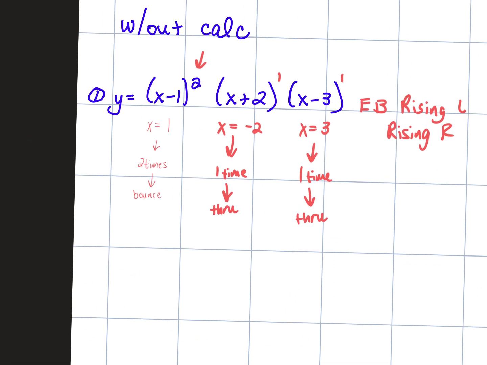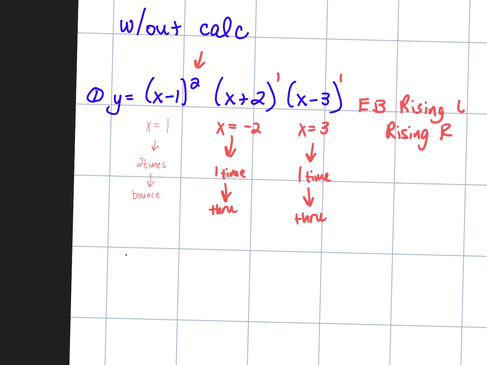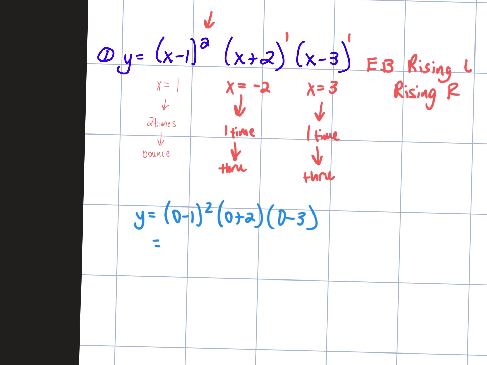How do I find the y-intercept for a question like this? You plug in 0 for the x's. So I have 0 minus 1 squared times 0 plus 2 times 0 minus 3. Perfect. What's 0 minus 1? -1 and -1 squared is? 1. 0 plus 2 is 2. 0 minus 3 is -3. So what's your y-intercept? -6. Perfect.